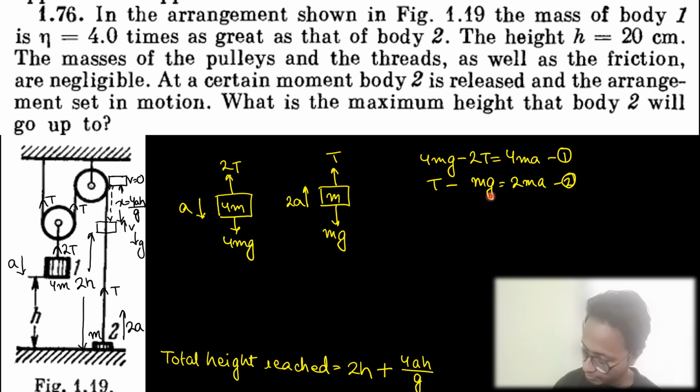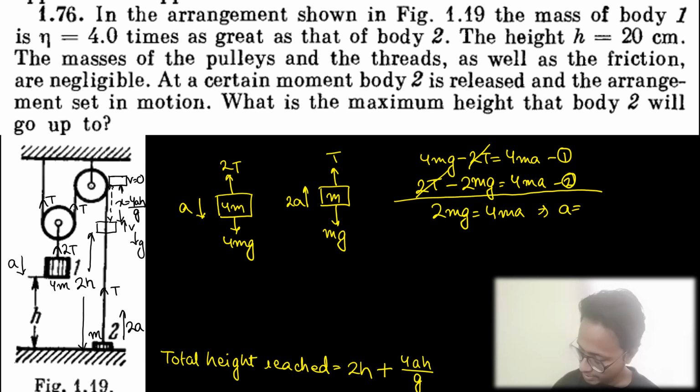I'm multiplying this equation 2 by 2. So 2t minus 2mg is equal to 4ma. Why did I do that? To cancel out the t. Out here t cancels, so 2mg is equal to 4ma plus 4ma, that is 8ma. So out here a is equal to how much?